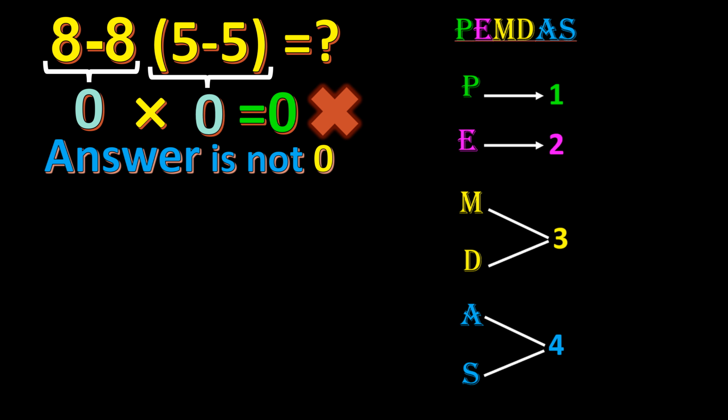PEMDAS is a rule I use to know what part of a math expression to solve first. It helps me do calculations in the right order so the answer doesn't get mixed up. First I do parentheses, then exponents, then multiplication and division from left to right, and finally addition and subtraction from left to right.